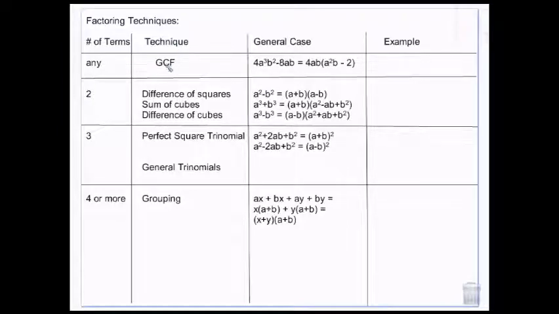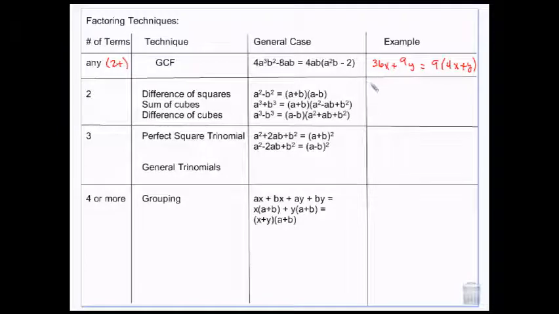Any number of terms you can factor out the GCF. So you have, well, it's 2 or more, really. You can't factor the GCF out of a single term because there is no common anything because there's only one term. So 2 or more. So for example, if I have 36x plus 9y, I can factor the 9 out. Just as an example.